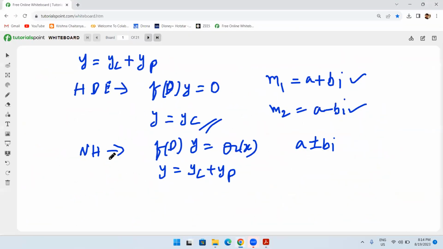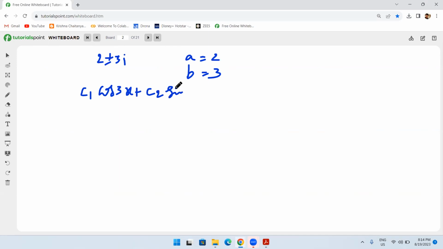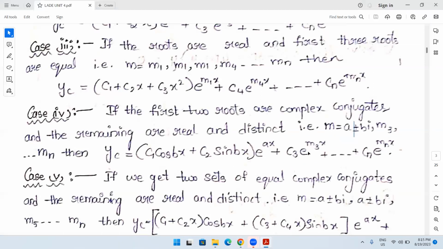If we take an example, suppose we get 2 plus or minus 3i. Here the real part is 2 and the imaginary part b is 3. So how do you write it? c1 cos bx, what is b? 3x, plus c2 sin 3x, and the whole into e power 2x. Like this we write. From the third root onwards, the roots are real and distinct, so we write c3 e power m3x plus and so on, cn e power mnx. Like this we write if the roots are complex.